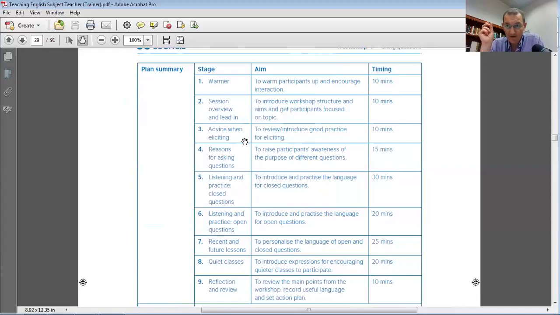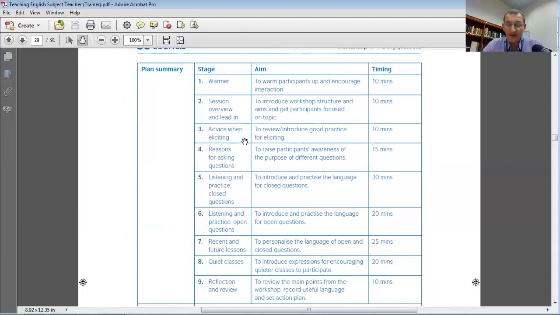Next, they will do a gap fill. So they'll try to guess the words that go into the gaps. Again, checking their answers in pairs. Next, you will drill. So you will model and drill.